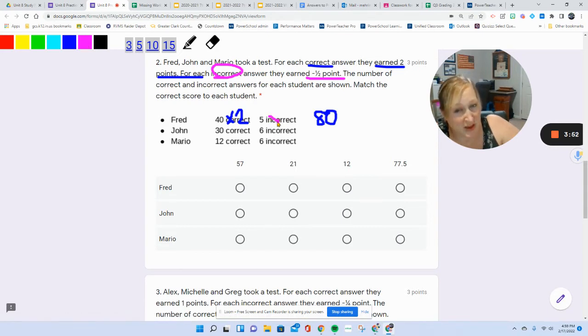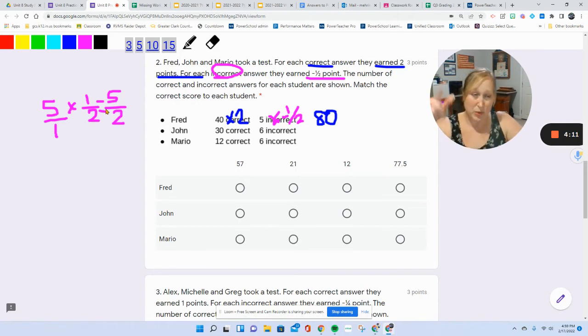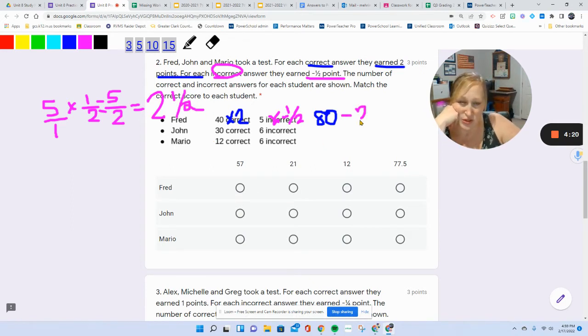But I have to do 5 times negative 1 half. So if I don't remember how to multiply fractions, 5 times 1 half, with multiplication, you just multiply across the top and across the bottom. So I have 5 halves, which I have to change to, because this is an improper number, that would be 2 and 1 half. So 80 subtracts 2 and 1 half.